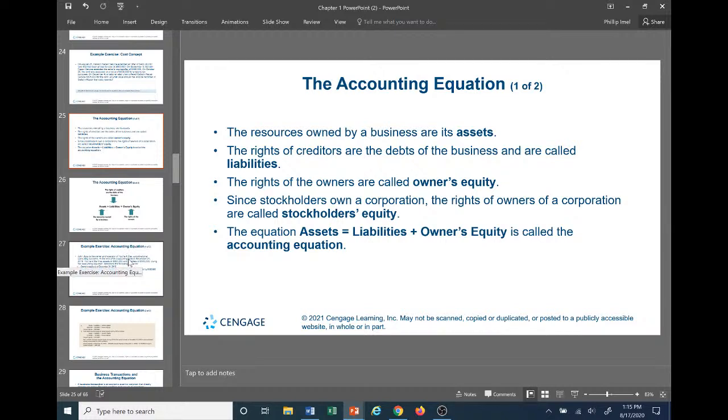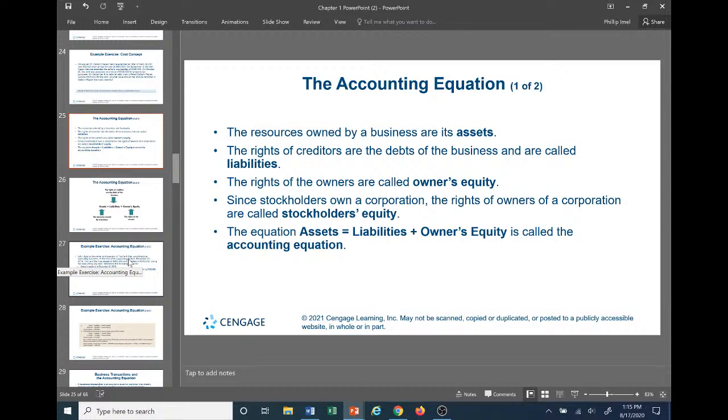Okay, now let's talk about the accounting equation. This is very, very important. You need to learn this accounting equation, know it, live it, breathe it, sleep it, however you want to learn it. It's very important. This is going to make your life so much easier when it comes to accounting.